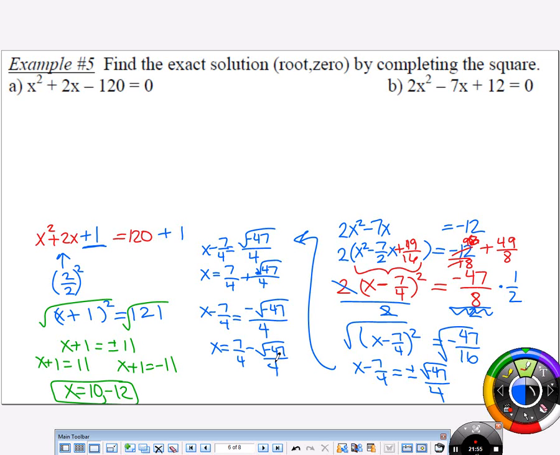So the way you can write your final answer, you will probably see it written most often: 7 plus or minus, and then the radical. The radical that we can't simplify, so I'll leave it there, and a 4 in the denominator. Okay? This is two solutions because of the plus or minus here.